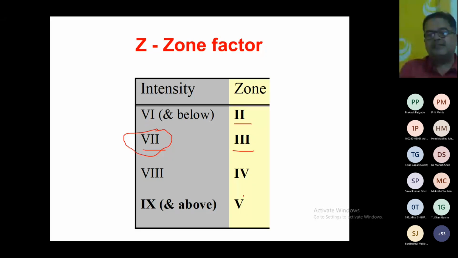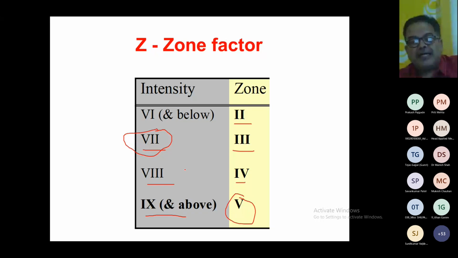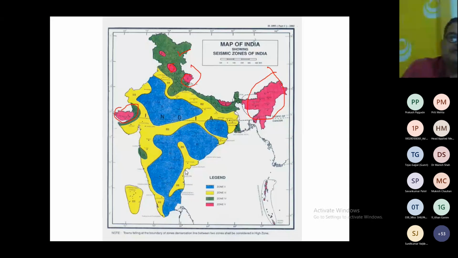If it is zone 5, for example, then an intensity of 9 and above is expected. If it is zone 4, intensity 8 is the maximum expected. If it exceeds this limit, then we can say it is an unusual earthquake, right? But most of the time we haven't seen such things, except Latur, for example. In the Latur earthquake of 1993, Latur was in zone 1, and the intensity of shaking felt was that of zone 3, right? So this is the seismic zone map of India.